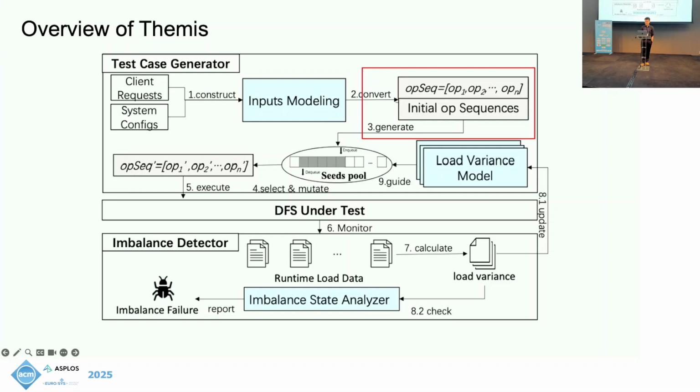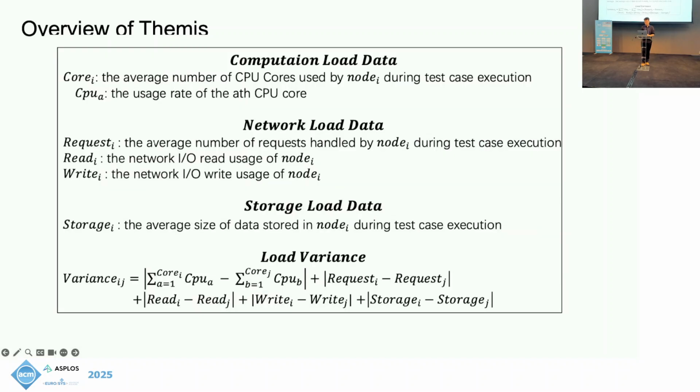The first generated test cases we call the initial test cases. We store them in a seed pool for further testing and seed selection. Based on a load variance model, Themis can generate new test cases by selecting and mutating the existing seeds from the seed pool. And here is the load variance model designed in Themis.